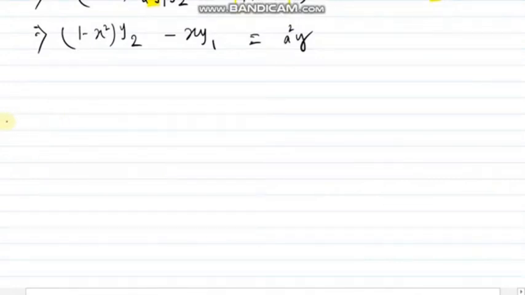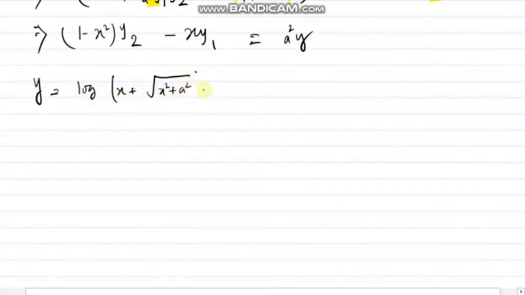Okay, so another sum if I do: y equals log of x plus root over of x square plus a square. I already got one request to introduce logarithm and discuss the formulas of logarithm. In my next video I am going to discuss logarithm, just stay tuned. So y equals log of x plus root over of x square plus a square.